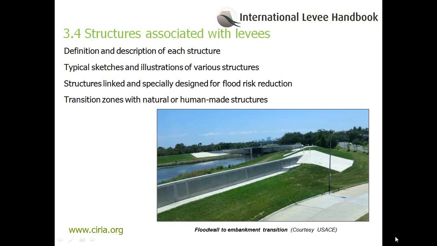Section 3.4 of the ILH deals with appurtenant structures that are associated with levees. Each structure is defined and described according to its function or impact on the flood defense system. Typical sketches and illustrations of various structures are presented, and a distinction is made between structures that are linked and specially designed for flood risk reduction and structures that are not. The importance of transition zones with natural or human-made structures within the line of defense is also addressed in this section.